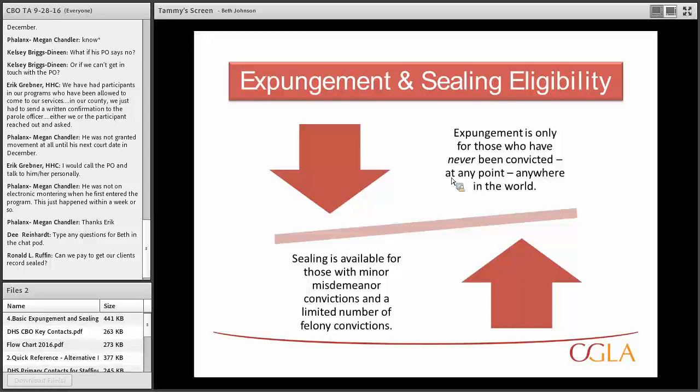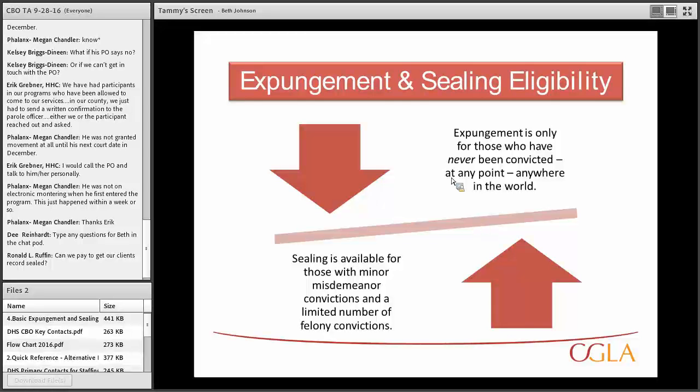And I say that facetiously, but if you have all dismissals, let's say, in Cook County, but you've been convicted out in DuPage, you look at your entire record, and because of that conviction, you can't expunge. You would have to look at whether you're eligible for sealing. So expungement is only for those who have never been convicted.